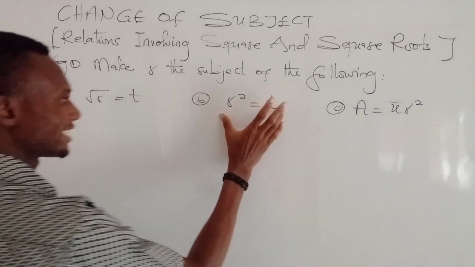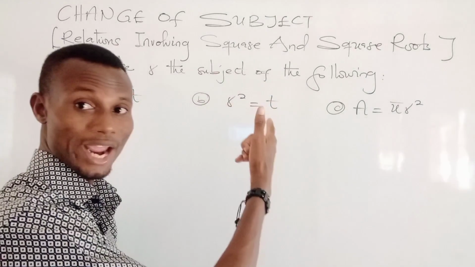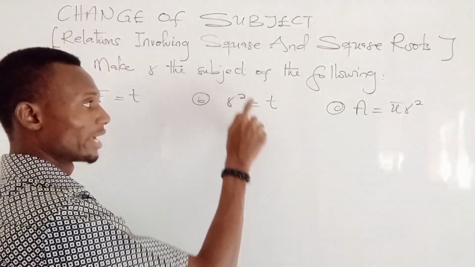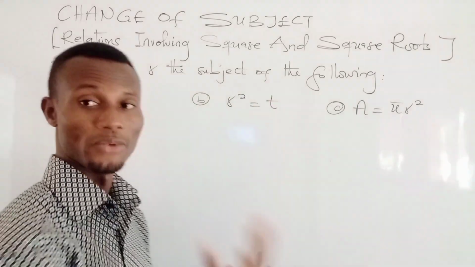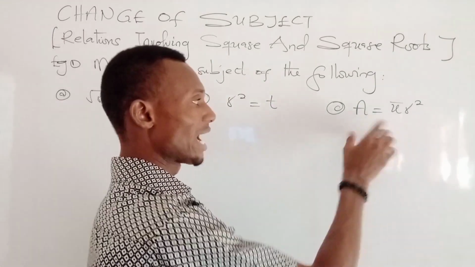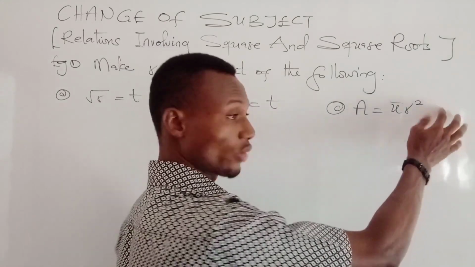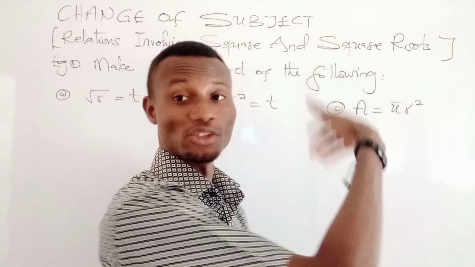And this is an example of a relation that contains a square. You can see we have r squared equals t. So this is an example of a relation that has a square in it. And in C, we have A equals pi r squared. So this is also an example of a relation that has a square in it.